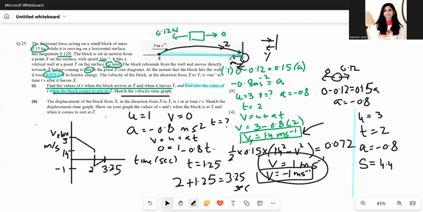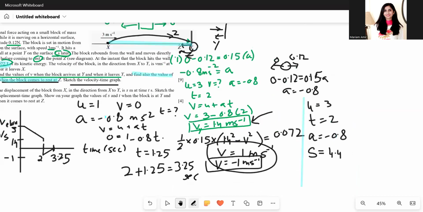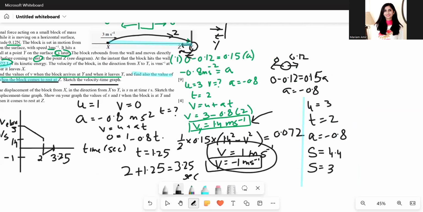Let's also confirm, we can use s = ut + half at square. So 6 plus 0.5 times minus 0.8 times 2 squared gives 4.4. Yes, we do get this.